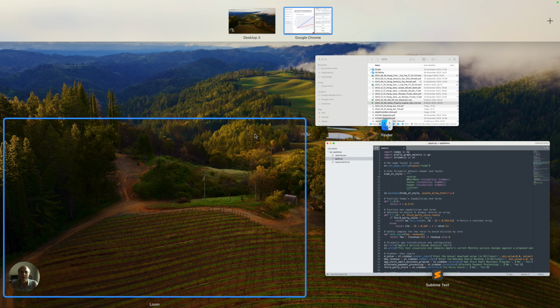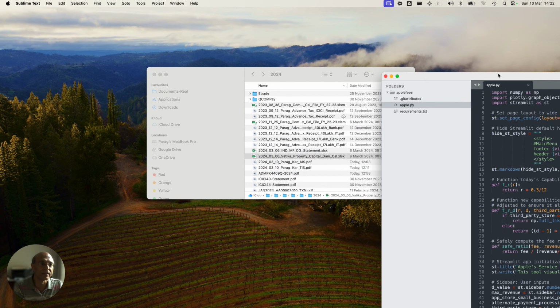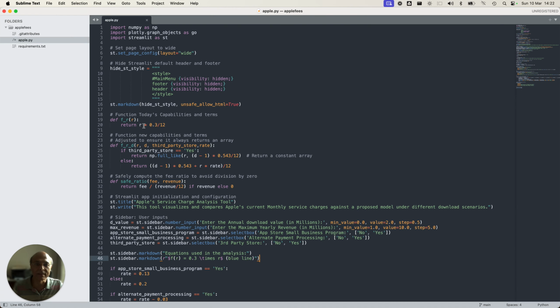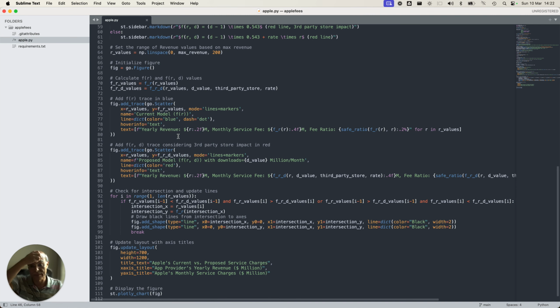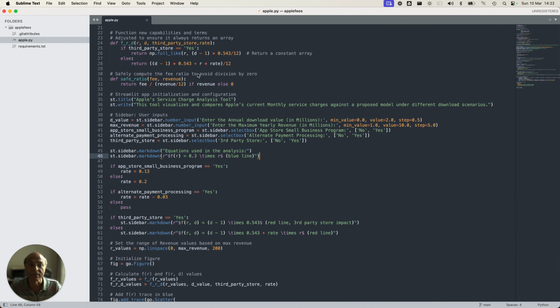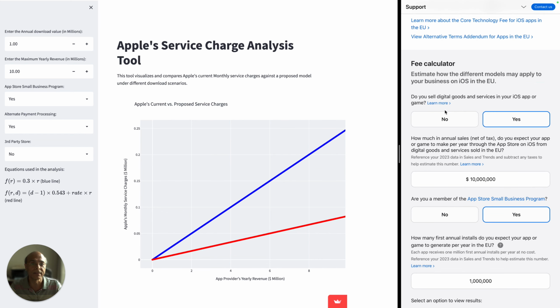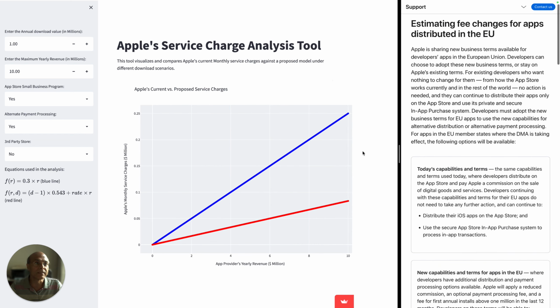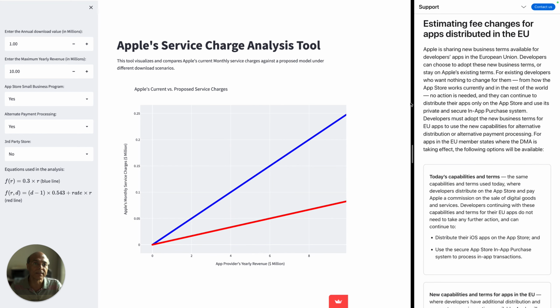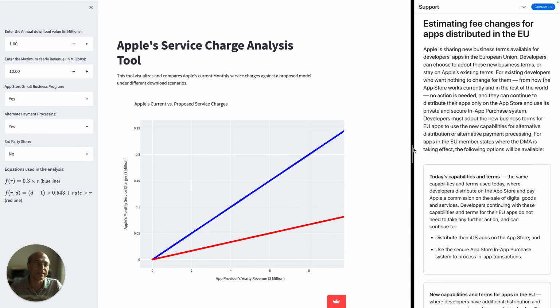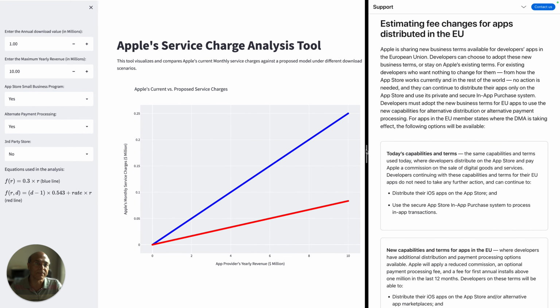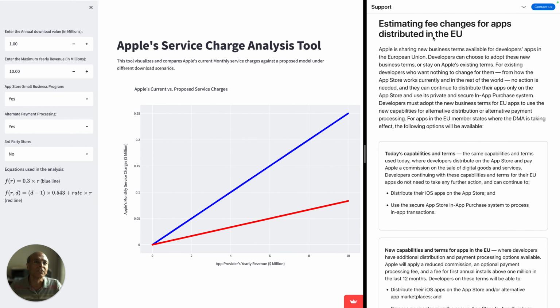Here is my code. This is the code that I wrote, and it converts the fee calculator, which is on this side of the page, because I have created two segments of this page. On one segment you will have the fee calculator, and if you look at this side, the segment is the code. So this is the fee calculator, estimating Apple's fee changes of app distribution in the EU.